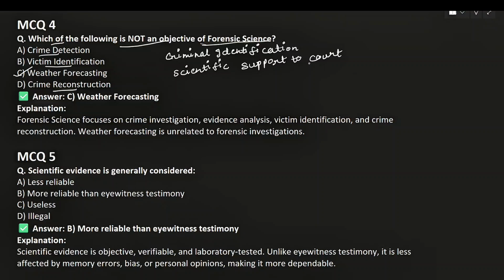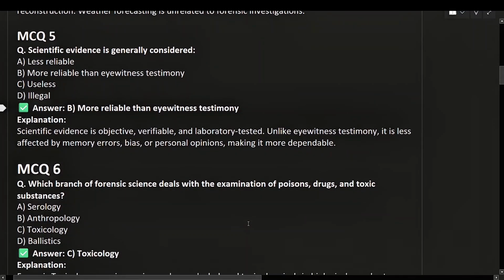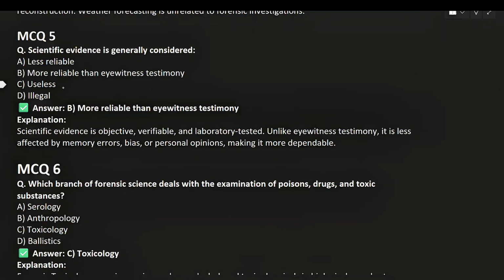Let's move to the fifth question. Question 5 is: scientific evidence is generally considered first less reliable, second more reliable than eyewitness testimony, third useless, fourth illegal.